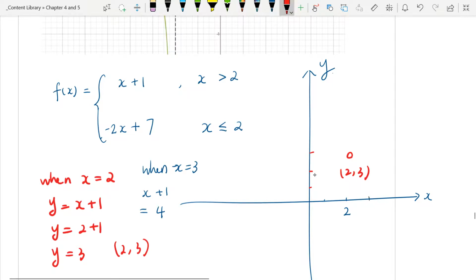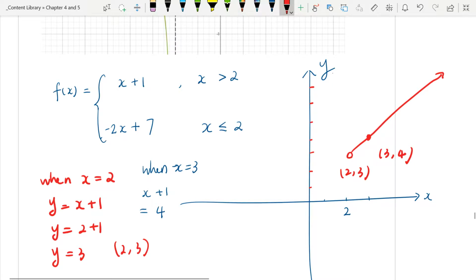So (3, 4) is here. (2, 3) is still on x plus 1, but with the domain restriction, that becomes an open circle. We connect those two points because we know it's linear, and that's my linear function for the right-hand side.